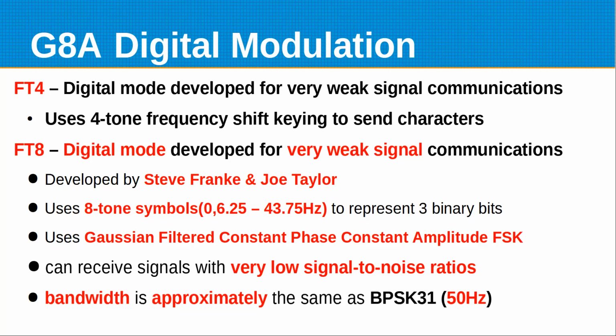You can receive signals at extremely low signal to noise ratios. Your normal signal to noise ratio is going to be a positive number. This can detect signal to noise ratios of minus 21 dB, which means the signal is 21 dB below the noise level. It's amazing. Okay. And here, BPSK is 50 hertz, and this is the same, it's 50 hertz wide.